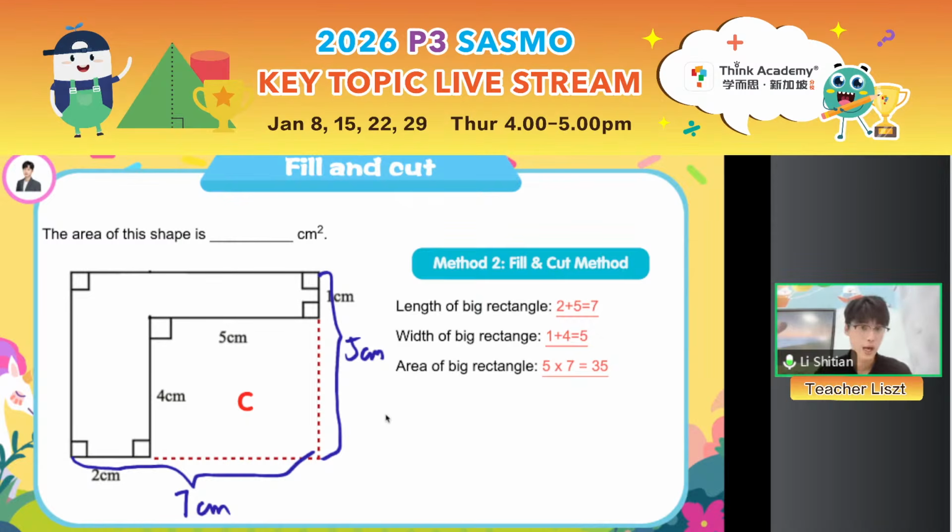Can you guys find out the area of the rectangle C here? Of course, it's still easy, right? Because we know the length of it. We still need to know the breadth of it, right? We know the breadth, we know the length. Can you guys find out the area of C? Of course, right? Use 4 times 5. Then we find out the answer, which is 20.